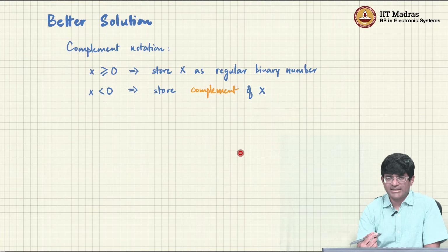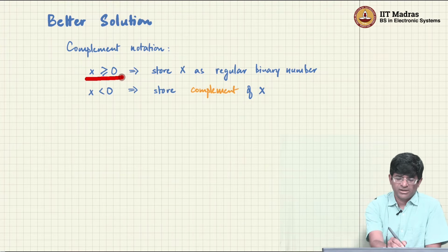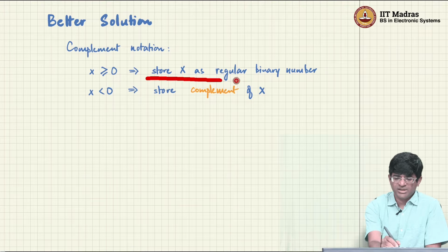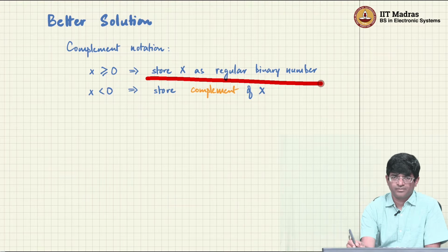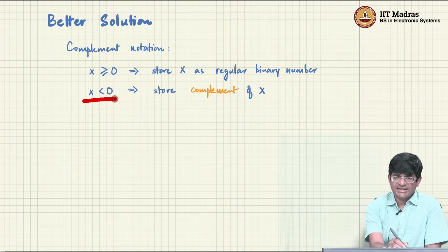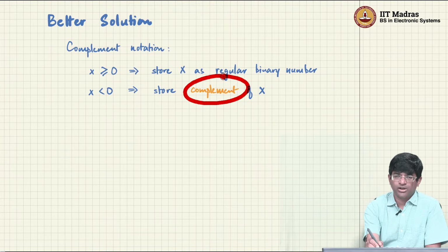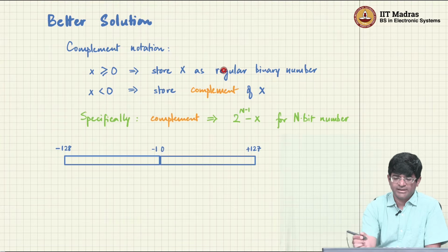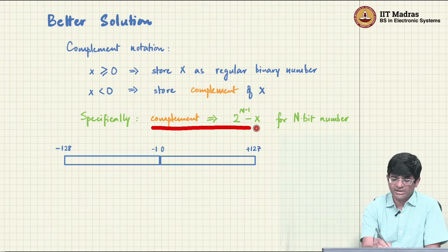It turns out that in practice there is a slightly better solution, which uses something called a complement notation. And what exactly do we mean by a complement? I'll be defining that in a moment. So what we say is, if the number is positive, greater than or equal to 0, I'm just going to store x as a regular binary number. But if it is less than 0, what I'm going to store is something that I call the complement of the number. I'm going to define this complement as essentially the value 2 to the power of n minus 1 minus the magnitude of x.